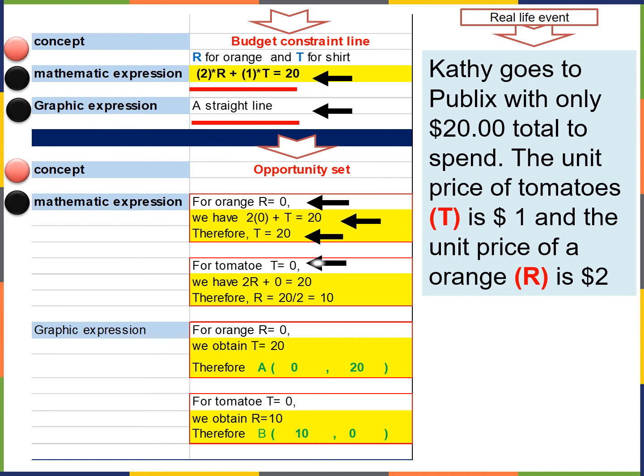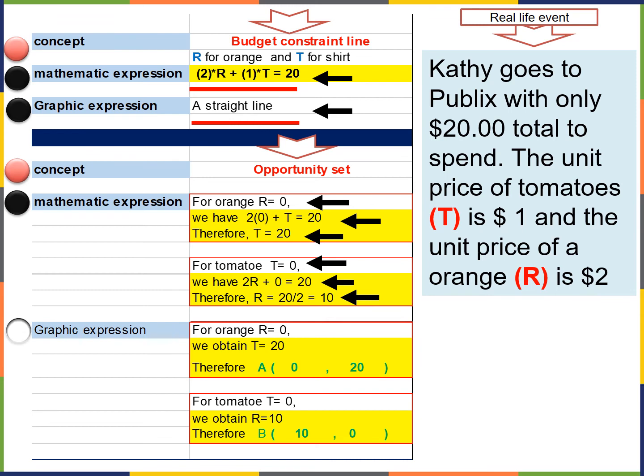Now, the second option is you decide not to purchase tomatoes at all. Therefore, T will be equal to 0. If you plug that into your budget constraint equation, that gives you 2R + 0 = 20. When you solve for R, R is equal to 20 divided by 2, which is equal to 10. That means that if you do not purchase tomatoes at all and you put all your money into purchasing oranges, you can only purchase 10 oranges because of the budget constraint.